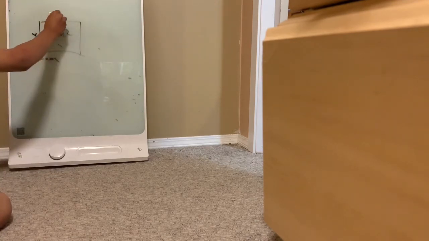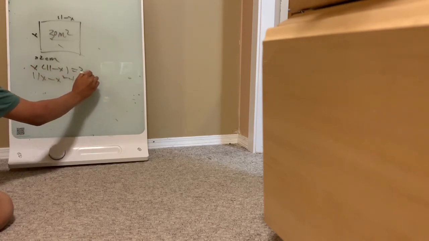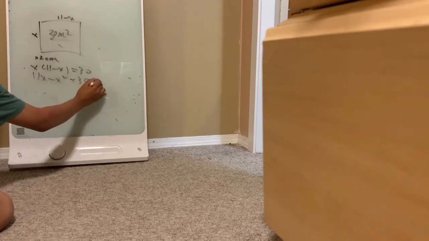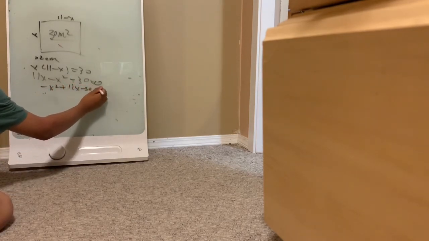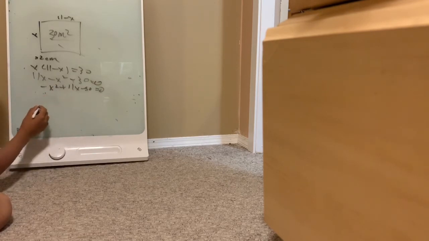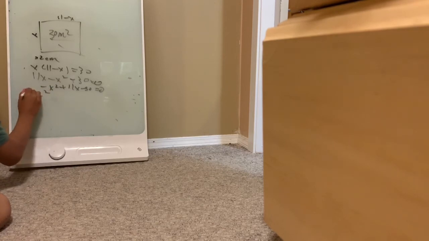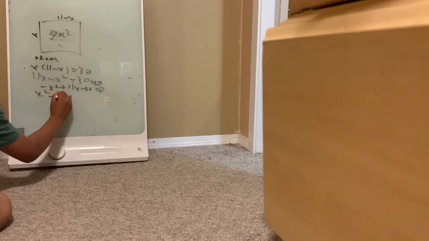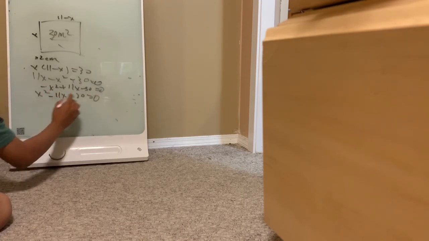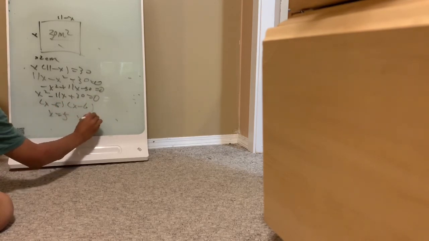To do this, we set this as x and this as 11 minus x. So this is equal to 30. So 11x minus x squared minus 30 is equal to 0. So we know that is this, right? Using any way we are able to, we multiply -1 on both sides to make it easier. So it's x minus 5 and x minus 6, where x is equal to 5 and x is equal to 6.